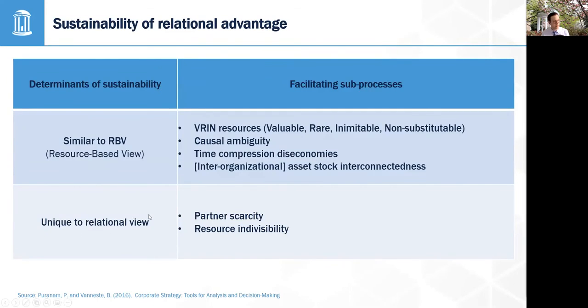A couple things that are unique to the relational view. One is partner scarcity. So there's only so many partners out there with certain resources. So if you're trying to identify that complementarity, identifying that first and creating that strong relationship first can be enough to sustain that advantage. Similarly, resource indivisibility can sustain this advantage.